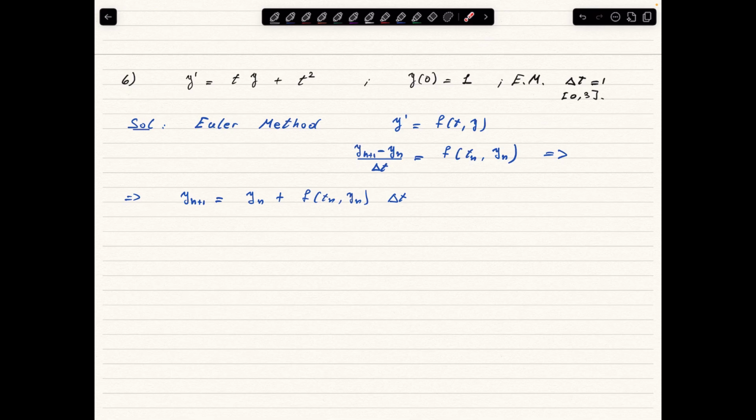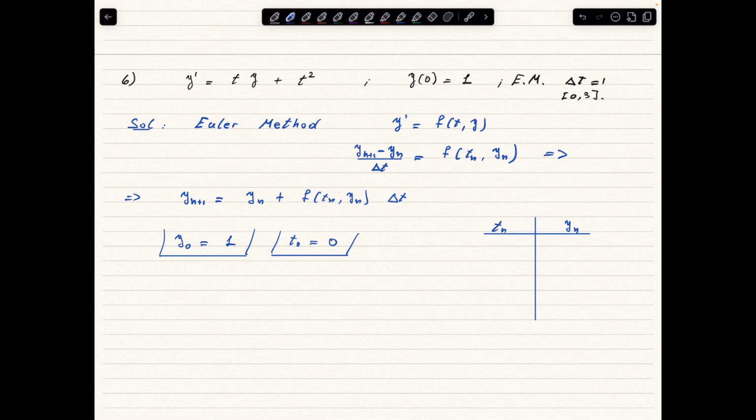And where do we start? We start at the initial condition. The initial condition is going to give us that y0 is going to be 1 and t0 is going to be 0. These are our first element in the iteration for the Euler method. And let's start constructing a table here, t_n and here y_n. It doesn't say how many. We are going to do 3 steps just to have an idea how this goes.